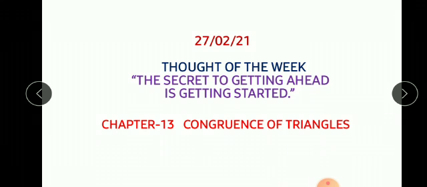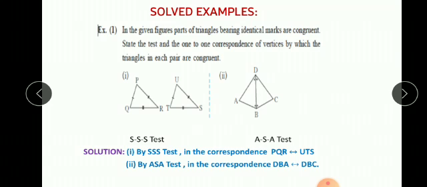Children, we are in the last part of chapter 13, that is congruence of triangles. Earlier we have seen some examples and the tests of congruence. Now let's see some solved examples. In the given figure, parts of triangles bearing identical marks are congruent. State the test and the one-to-one correspondence of vertices by which the triangles in each pair are congruent. See, children, you have to open page 84 and take out solved example number 1 of your textbook.